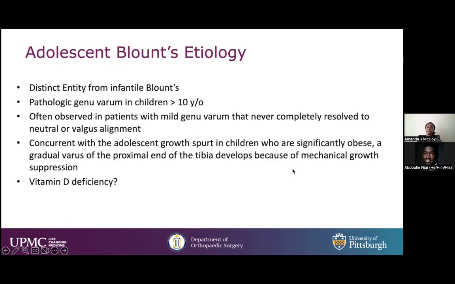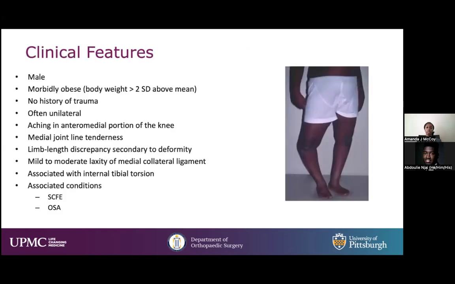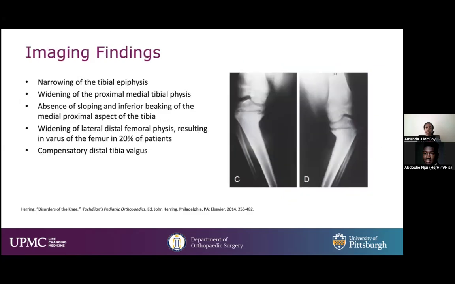All right, so adolescent Blount is a little bit different than infantile Blount. It's basically pathologic genu varum in children who are older than 10. It can occur in children who are obese, and it also occurs with the adolescent growth spurt. There is some concern that it may be related to vitamin D deficiency. Usually it's unilateral, often in males, often associated with obesity, can be associated with SCFE, and also associated with internal tibial torsion.